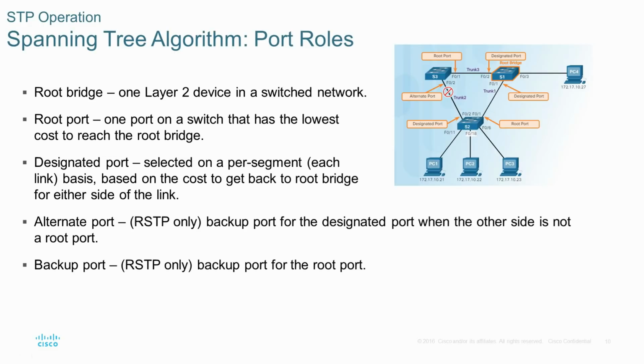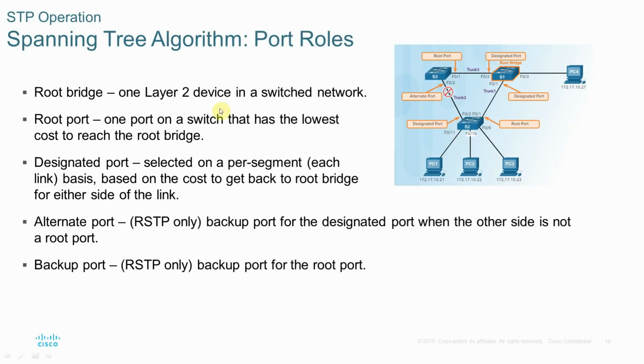Again, please listen and write down this definition, this is very important. How is the root port determined? The root port is the lowest path cost to the root bridge. So we can say this is a root port because it is the lowest path cost to the root bridge. This port is in blocking state; we can say it is the alternative port, and this is the designated port.